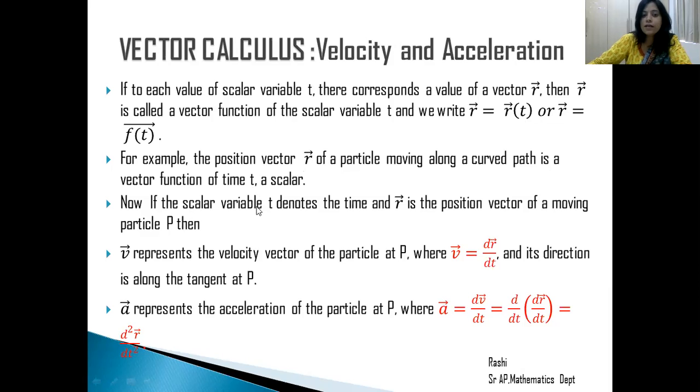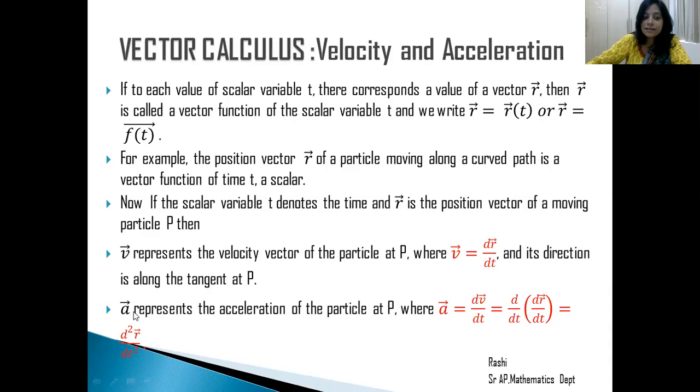Now, if the scalar variable t denotes the time and r is the position vector of a moving particle, then tell me one thing: r is a position vector. If I find the rate of change of r with respect to t, what will it give me? It will give me velocity. So if r, the position vector, is given, the velocity v is given by dr by dt, and its direction is along the tangent at P. Right now, we will just say velocity is dr by dt in the direction along the tangent at P. Later we will talk about the velocity in a particular direction also.